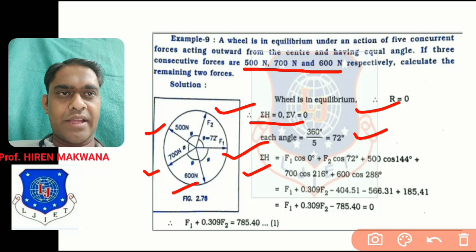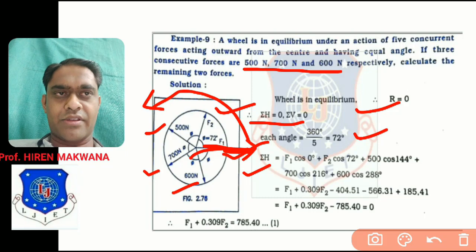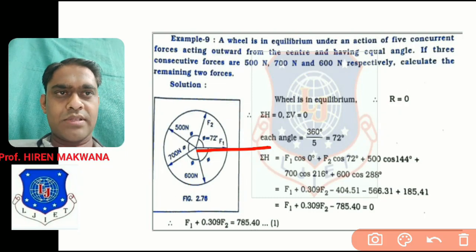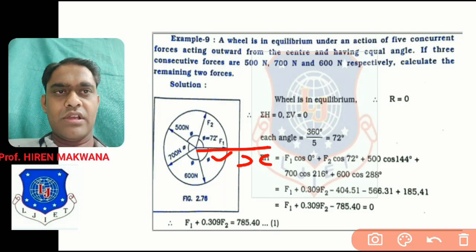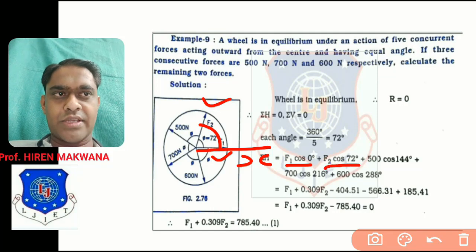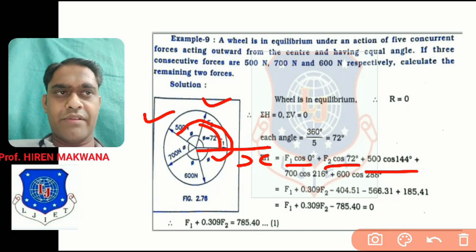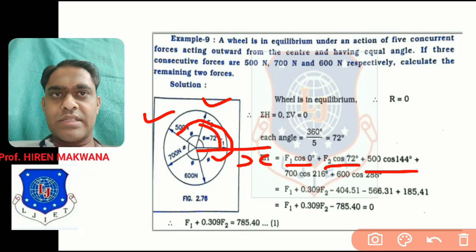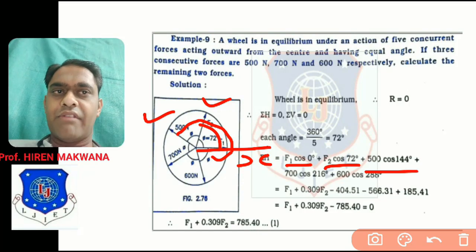Now let us start sigma H. This is our x-axis. Starting from here in the anti-clockwise direction, the first force is F1 itself. The angle will be 0 because it is on the x-axis, so F1 cos 0. Next force is F2. The angle is 72 degrees from the x-axis, so it is F2 cos 72. The third force is 500. Its angle from the x-axis is 72 plus another 72, so 500 cos 144. One by one, 72 will be added for each force.